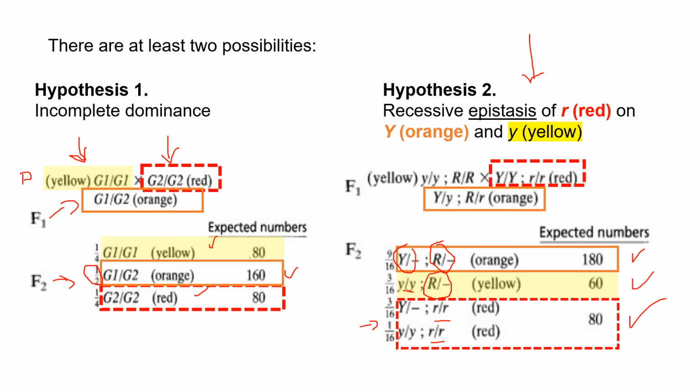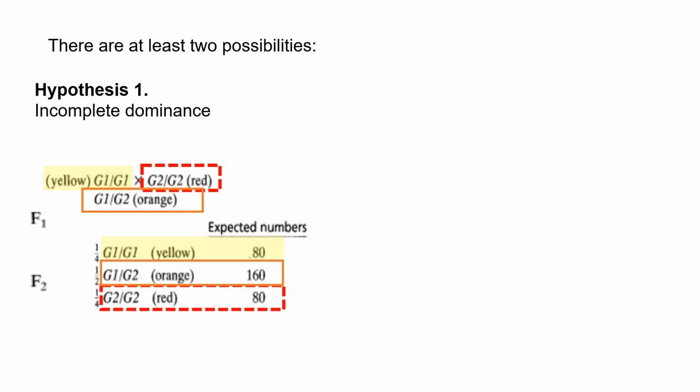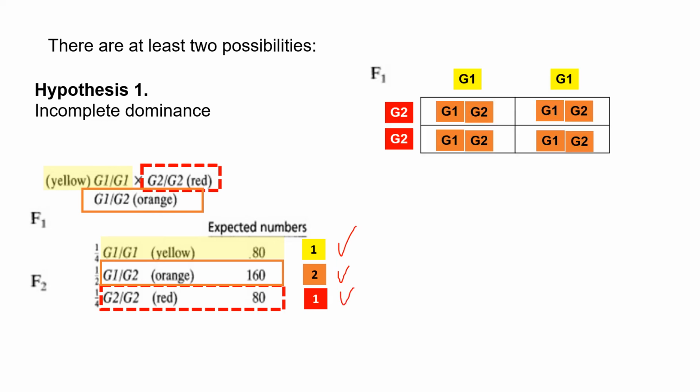Analyze it, and now we're going to test them. Let's start thinking about this. If it's incomplete dominance, the expected values will be 1, 2, 1: 1 for yellow, 2 for orange, and 1 for the red one. If we make a Punnett square, this can be a good solution. We have yellow and red here, and as there is incomplete dominance, this can explain that all of them are orange.